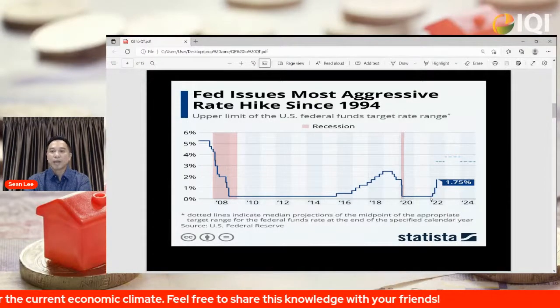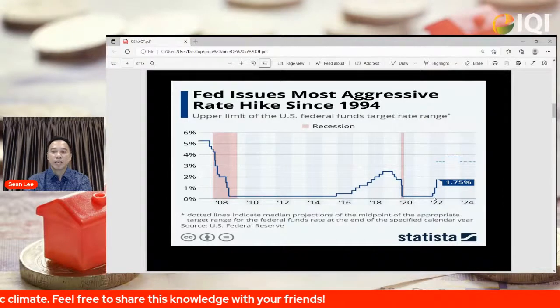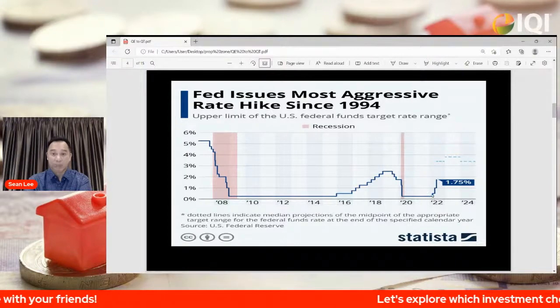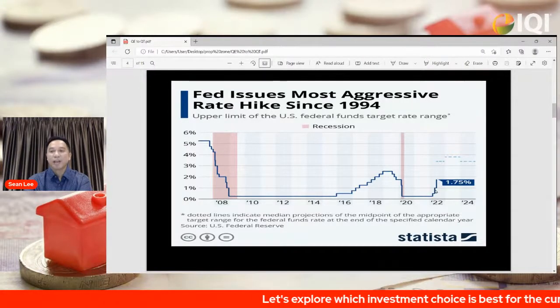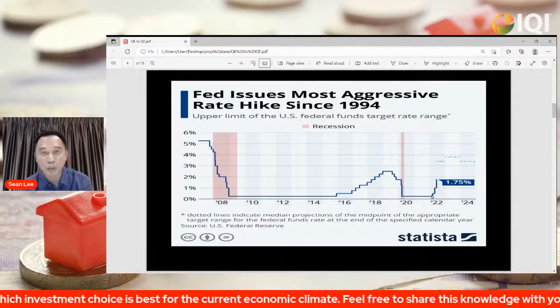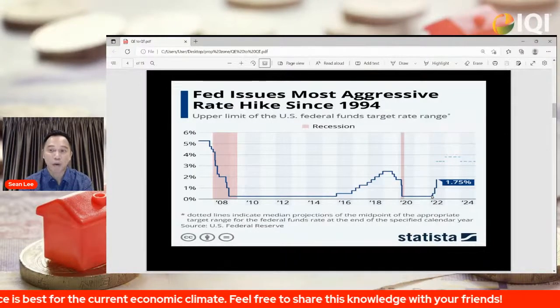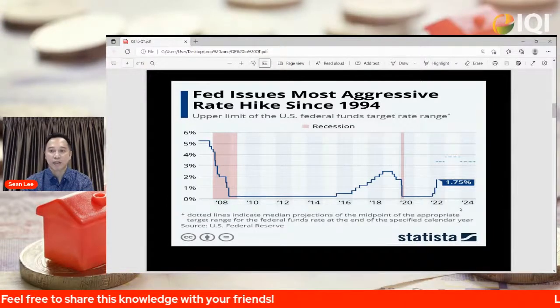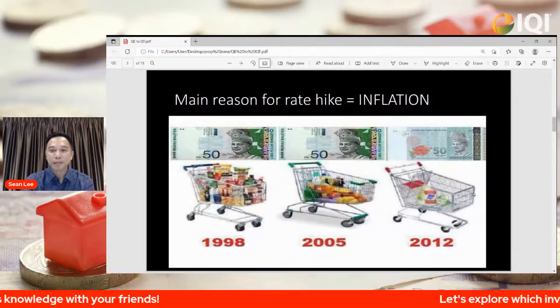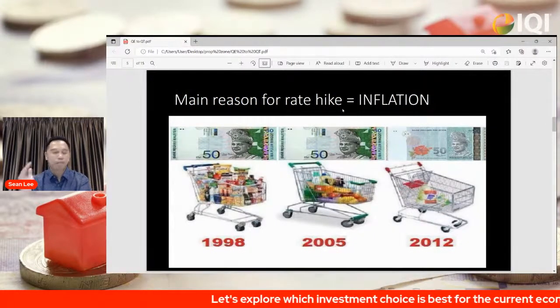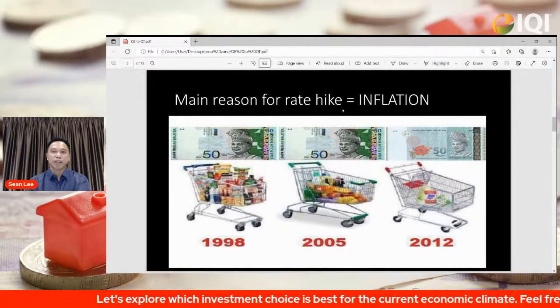All right. Now, once we enter the year of 2022, we see a 0.25, 0.5, and 0.75. This means in this year, the Fed has basically increased the interest rate by 1.5% to the benchmark of 1.75. All right. So, of course, as I mentioned, the main reason for the rate hike is that we actually want to fight inflation.